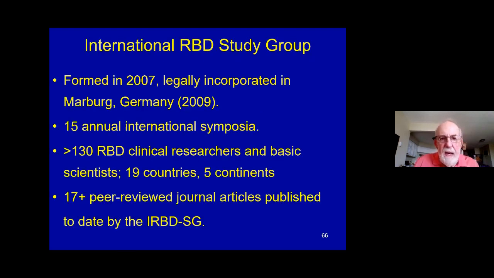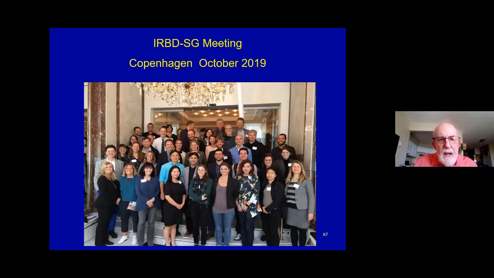Now, I want to finish up by saying we now have an international RBD study group, formed in 2007 and legally incorporated in Marburg, Germany. We've had 15 annual international symposia, with a growing number of researchers from around the world, including 5 continents, and many peer-reviewed journal articles in excellent journals. This is a photo from the last meeting we had in Copenhagen, a few months before the pandemic. And I'm very happy to say that the next meeting will be held in June 2024 in Oxford. Michele Hu, who's an internationally acclaimed Parkinson's researcher and now RBD researcher, has been very gracious in declaring that she will host our next meeting in June of 2024.